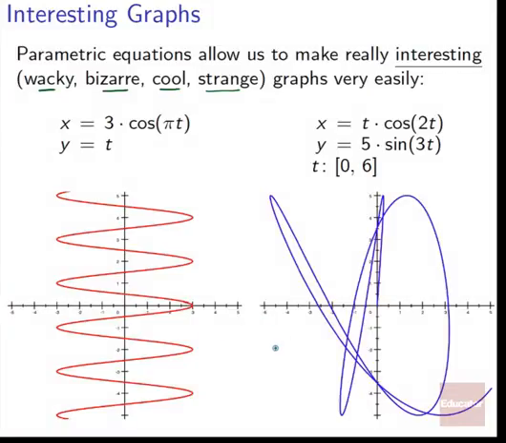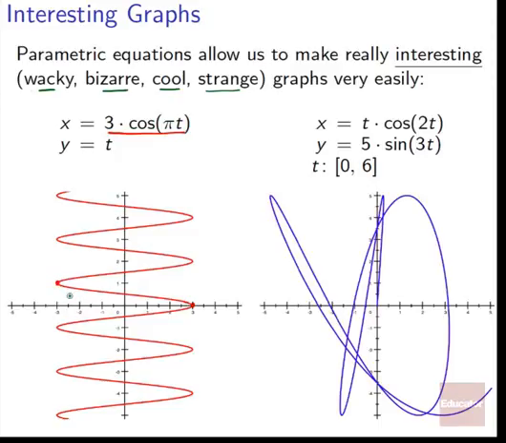So if x is equal to 3 times cosine pi t and y equals t, well, as t increases, our y is just going to increase as well. So as t goes up, y goes up. However, as t goes up for 3 times cosine pi t, well, at t equals 0, cosine of pi times 0 would be cosine of 0, so 1. So we'd be out here at 3. As t goes to 1, we're going to get cosine of pi eventually. So cosine of pi is negative 1, so we'll wind up going out to negative 3.